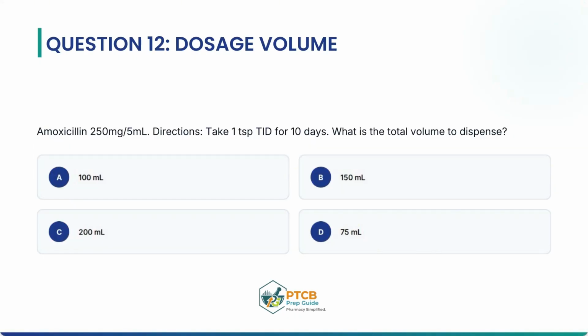A prescription says, amoxicillin 250 milligrams per 5 milliliters, take 1 teaspoon 3 times a day for 10 days. What is the total volume you need to dispense? Option A, 100 milliliters. Option B, 150 milliliters. Option C, 200 milliliters. Or option D, 75 milliliters.